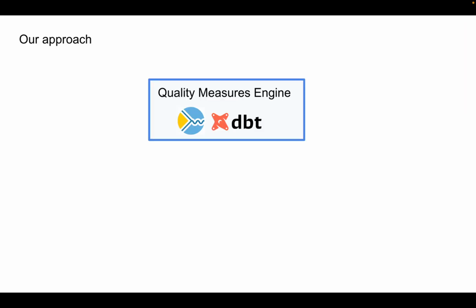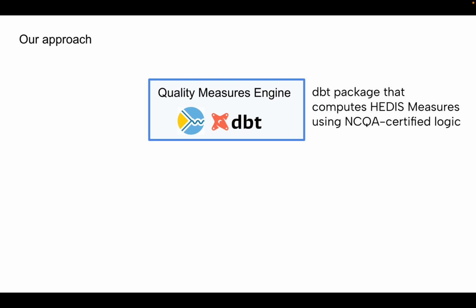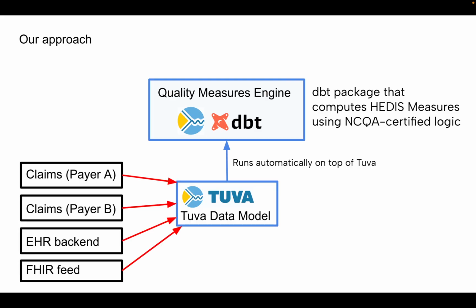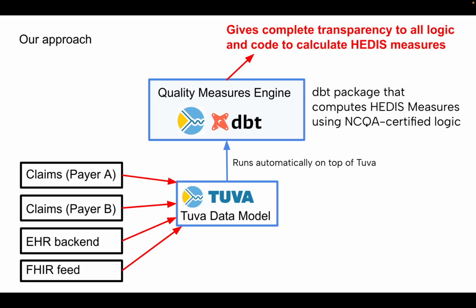Our approach is to offer the Quality Measures Engine as a DBT package that computes HEDIS measures using NCQA-certified logic, and this DBT package runs automatically on top of the Tuva data model. So if you already have all your different data sources flowing into the Tuva data model, importing this DBT package and running the quality measures is absolutely turnkey and pretty fast to set up. There is complete transparency to all the logic and the code to calculate all the HEDIS measures.